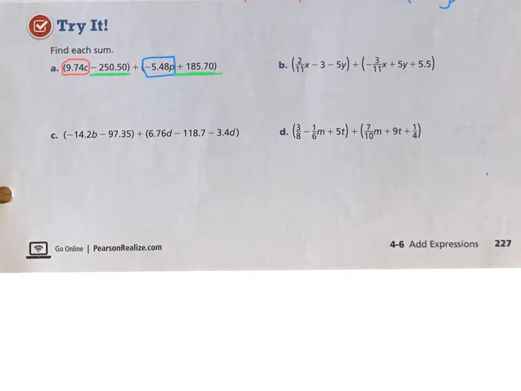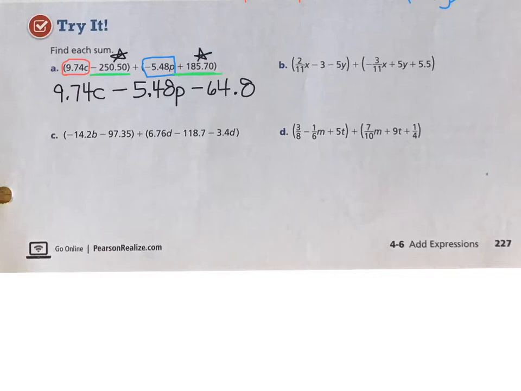So as I look at my final expression, I know that my terms that cannot be combined together are simply just copied into my answer. So I have 9 7/4 c minus 5 48/100 p minus the combination of my two constant terms, which gives me a negative 64 8/10. So that is the simplified expression that puts those two expressions together.